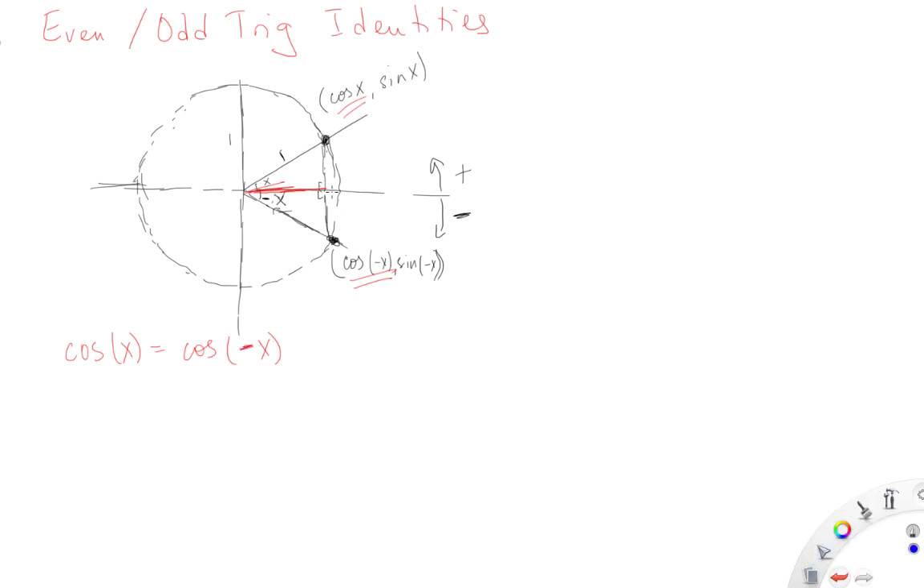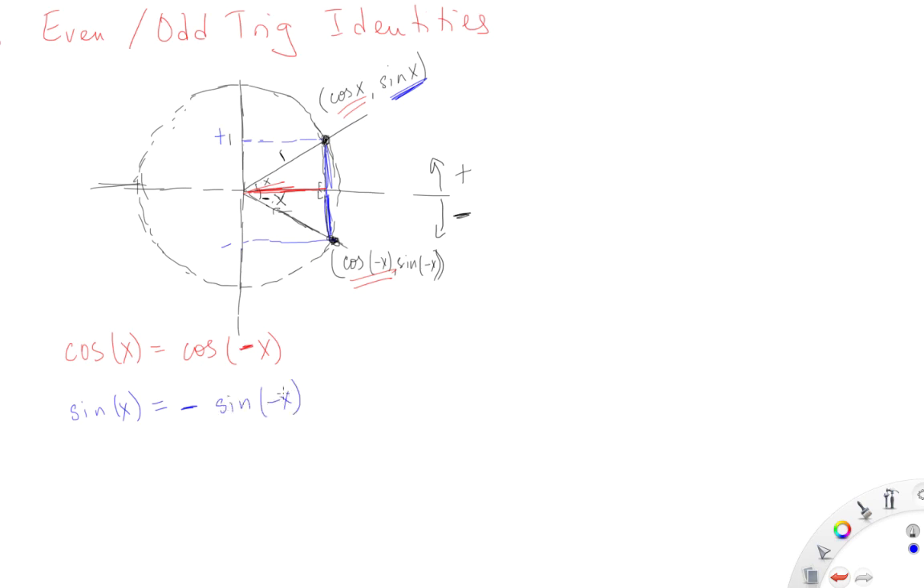Here's the next one. Well, these triangles are congruent, right? They're exactly the same. So this side over here is equal to this side over here. Therefore, sine of x really is the same length as sine of minus x. However, one is positive and one is negative. So here's my second identity, sine of x. If it's positive, then this one over here will be negative sine of minus x.